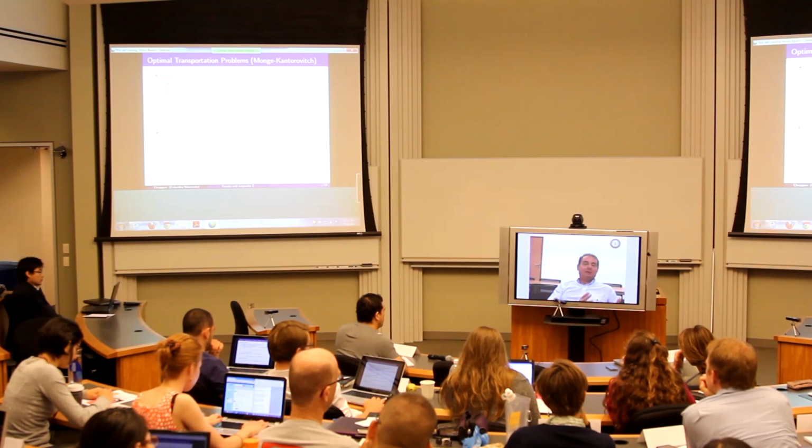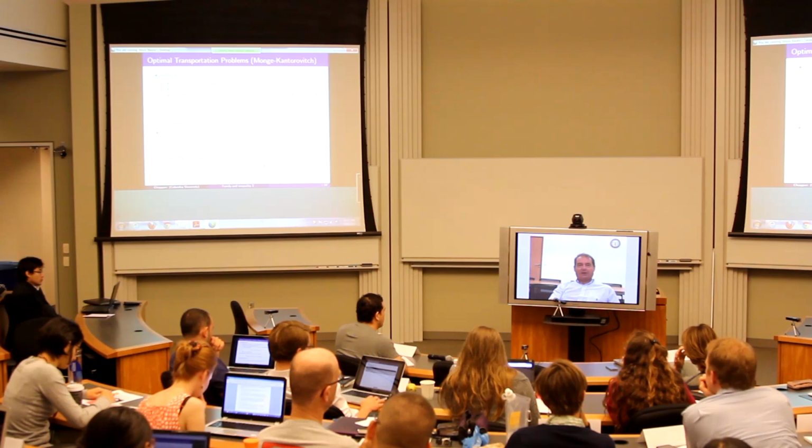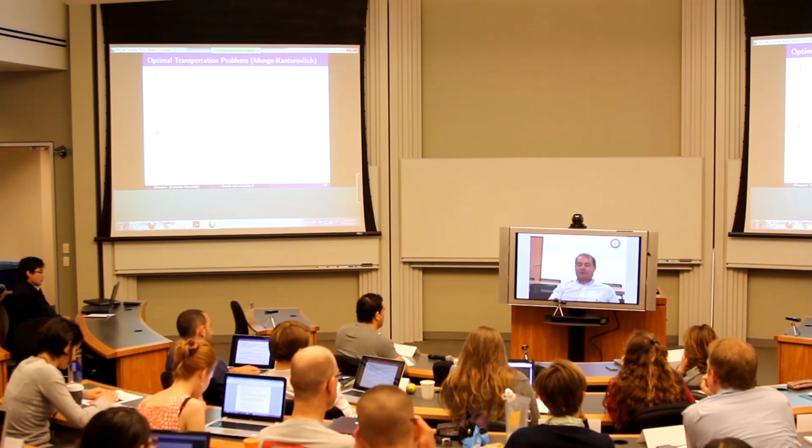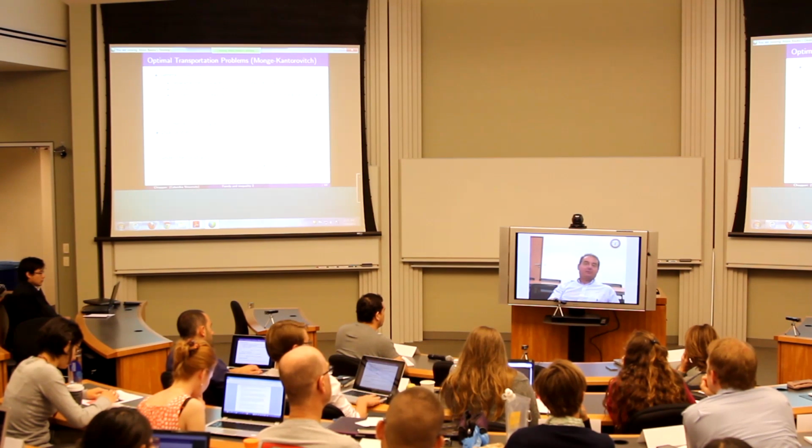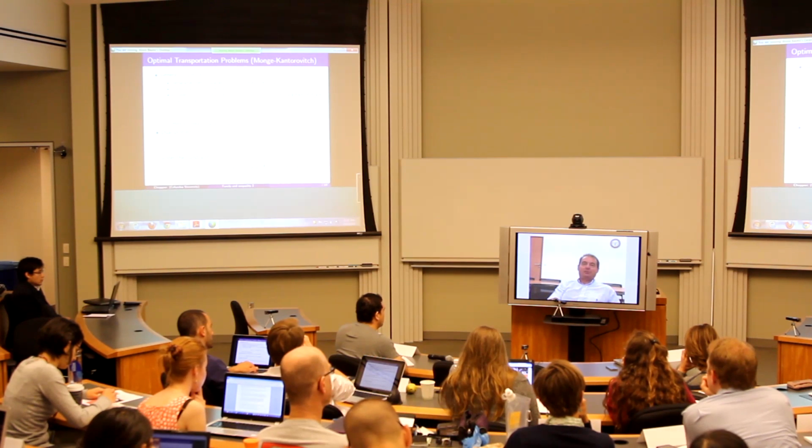I need some minimum level of compactness and some kind of continuity, which is the reason why I assume this upper semi-continuity of the S function. And the existence, and then the constraints are just of the marginal. So is it possible to find a measure with given marginal? And the answer is yes, always. It's always possible to find a measure with given marginal.